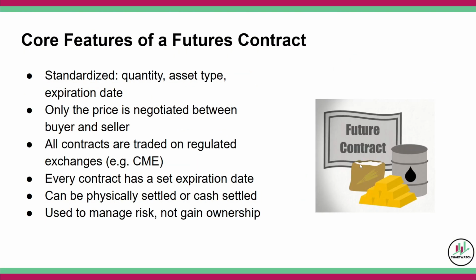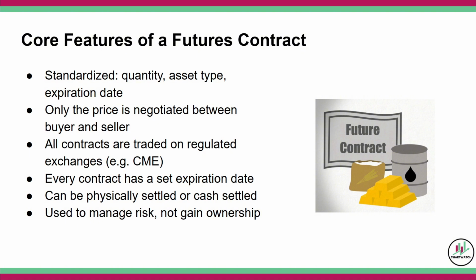To finish it off, we're going to look at what makes futures contracts so unique. First, every futures contract is standardized. That means the exchange sets all the key terms: the asset being traded, the contract size, and when it expires. You don't customize the details. For example, a crude oil futures contract always represents 1,000 barrels, and a gold futures contract is always 100 troy ounces. These standards make futures easy to trade at scale. The only thing traders negotiate is the price. Everything else is preset by the exchange.